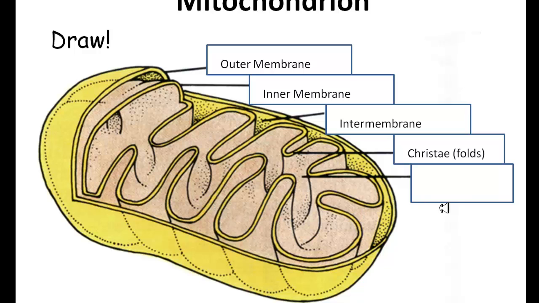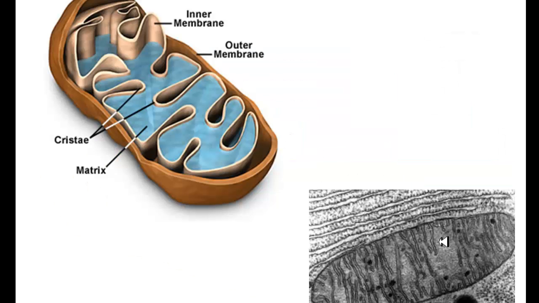These are the cristae, which are the folds, and then the inside, which has got a jelly-type material in it, which you'll see on the next slide. That stuff's called the matrix, and I'm going to call that the jelly inside. And these are going to be the things that are in charge of taking the glucose and turning it into ATP.